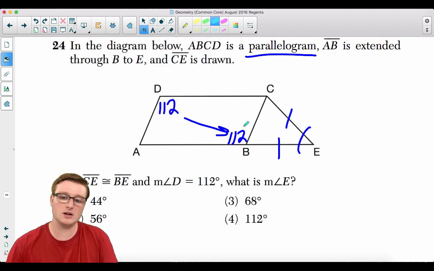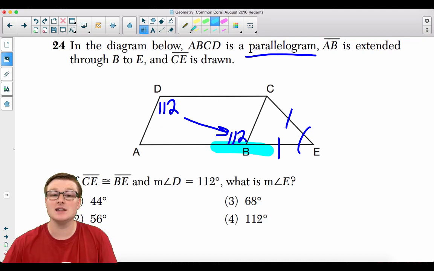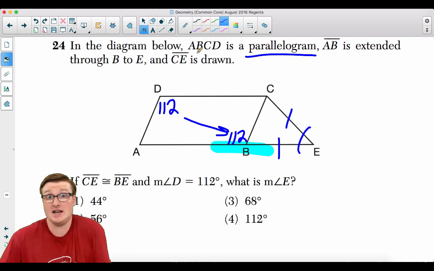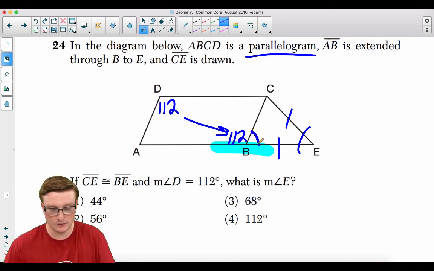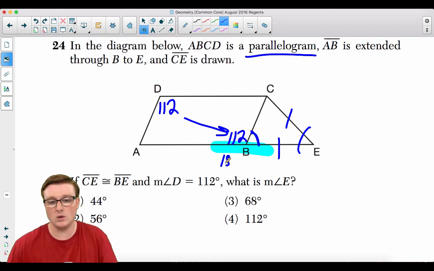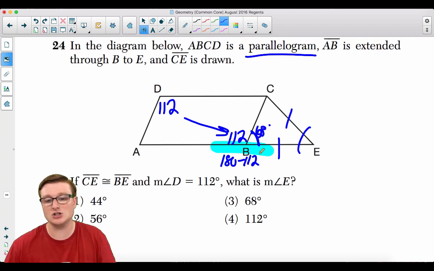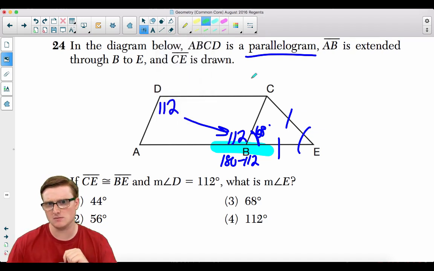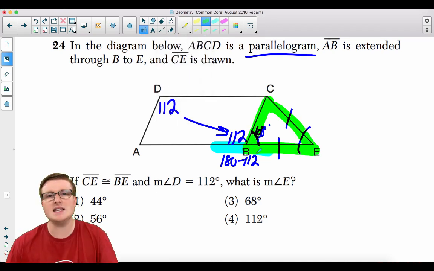So take a look at this. That's a line, and that's a linear pair. Linear pairs are supplementary, so therefore they add up to 180 degrees. So in order to solve for this angle over here, it's just going to be 180 minus 112, and that's going to give you an angle measurement of 68 degrees. Now, we need to focus on one more piece of information. This triangle right here is isosceles.